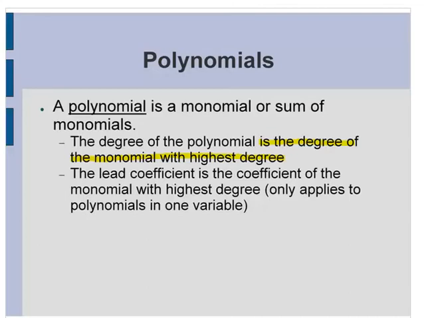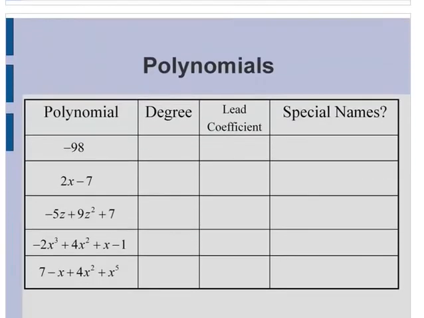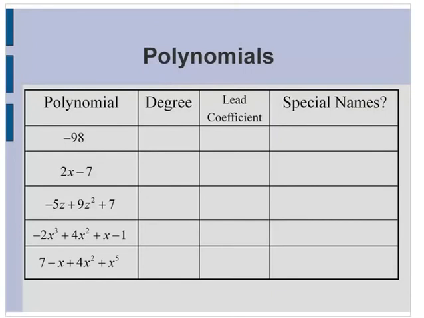So let's see some examples. All of these expressions on the left are polynomials. Let's determine their degree, their lead coefficient, and if they have any other special names. All right, so negative 98. What is its degree? No variable present, so the degree is 0. Lead coefficient, well, there's only one coefficient, so it must be negative 98. And as we saw, this is called a monomial.